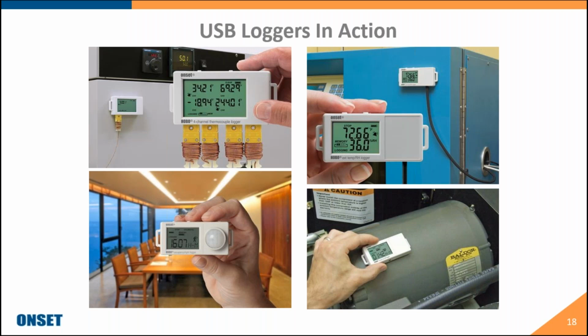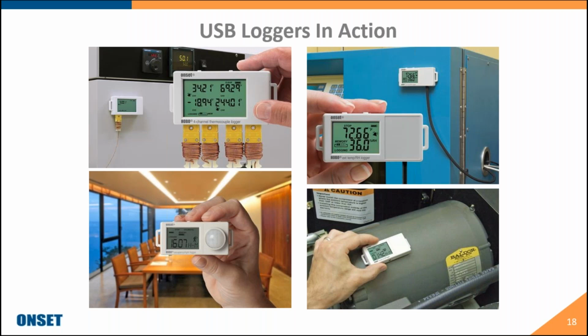We also have temperature and relative humidity data loggers with external sensors on them, where you could place those in environmental chambers to track temperature and relative humidity. Again, in the bottom left-hand corner is one of our occupancy light data loggers, which is ideal for conference rooms if they are on automatic light schedules or anything like that.